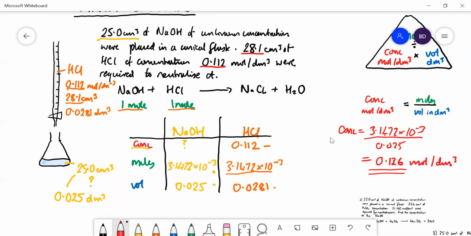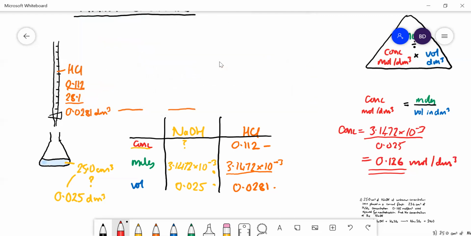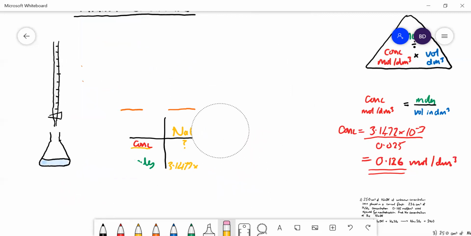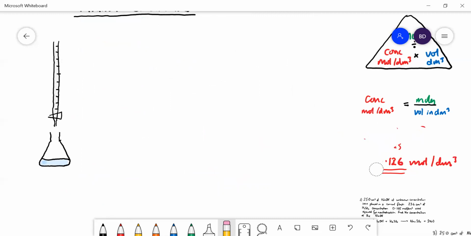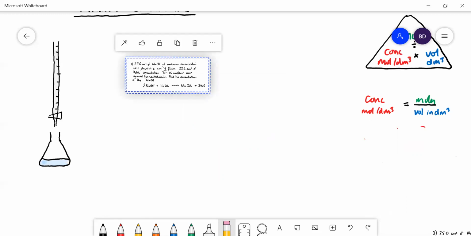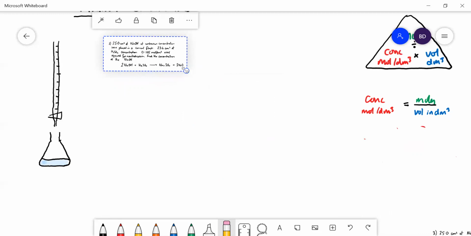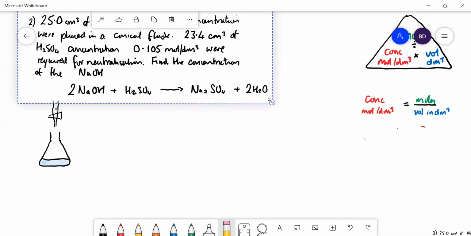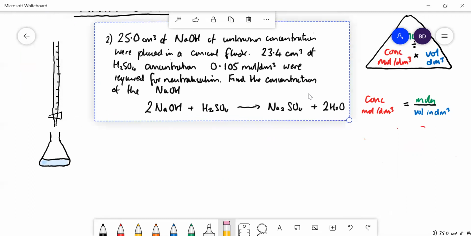Okay, let's have a look at another one then. This one will be a bit more difficult because you won't have a one-to-one ratio of the moles reacting. So we'll just rub this stuff out. There's our second question down there, so I'm going to grab that and make it bigger.